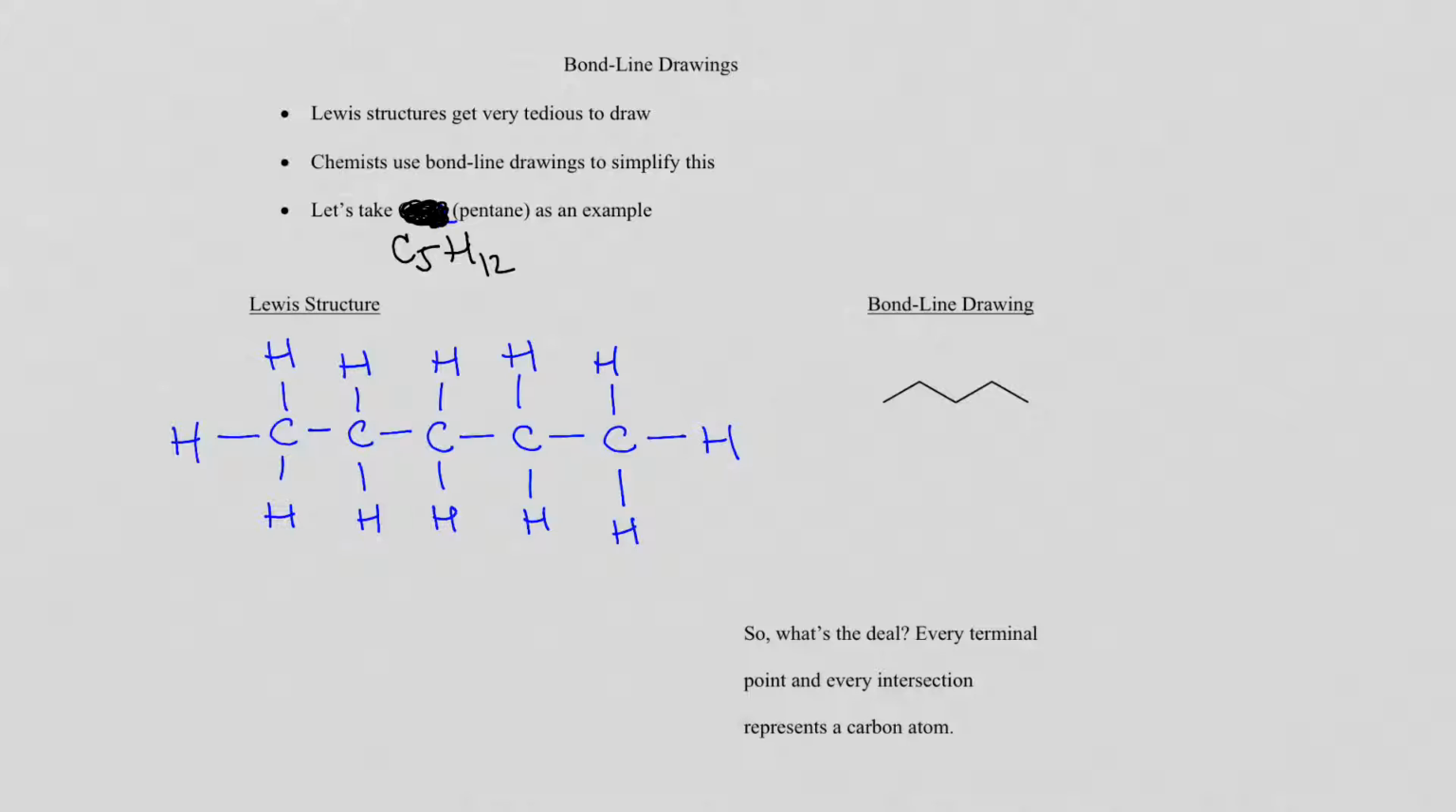So in bond line drawings, every terminal point and every intersecting point represents a carbon. So here's a carbon, here, and here. So we have 1, 2, 3, 4, 5 carbons. And then we only show bonds to carbons or things we call heteroatoms. Heteroatoms are basically not carbon and not hydrogen. So if there's an oxygen, you're going to show the carbon bonded to the oxygen, whether that's a single bond or a double bond, what have you.